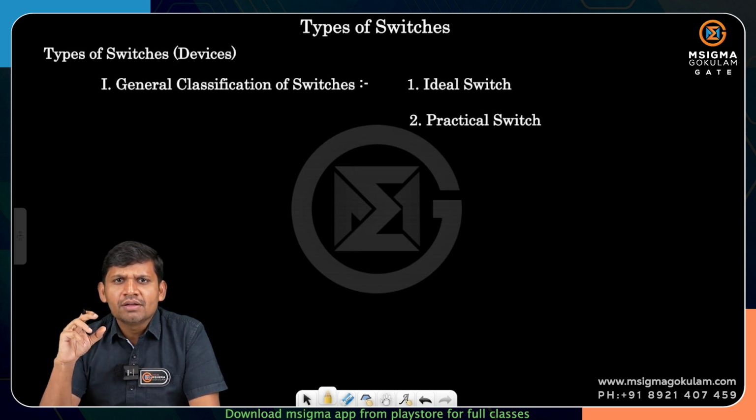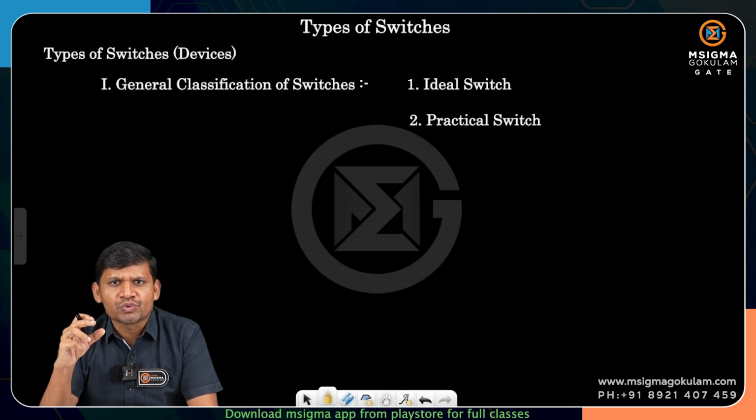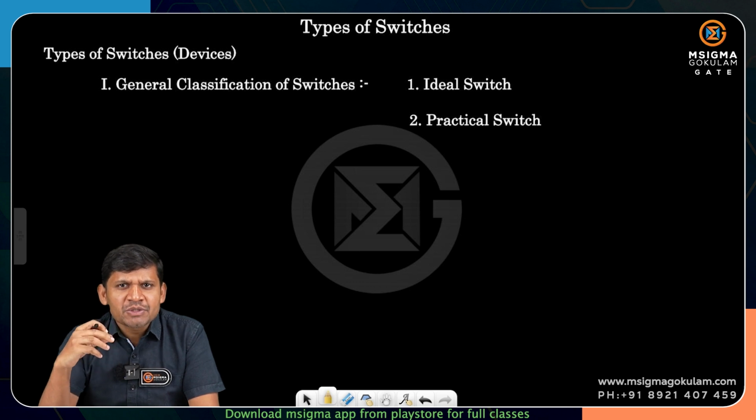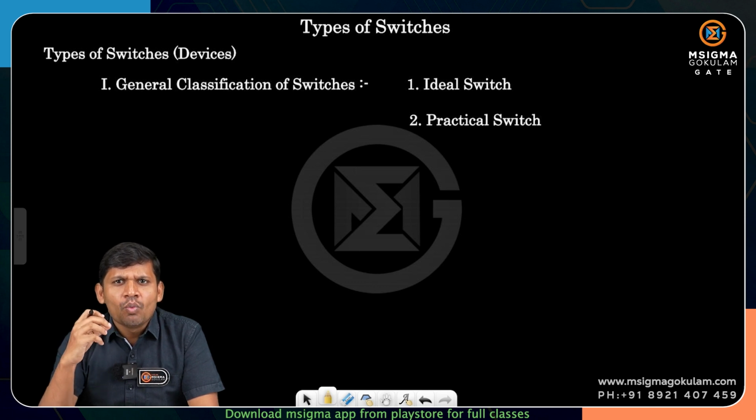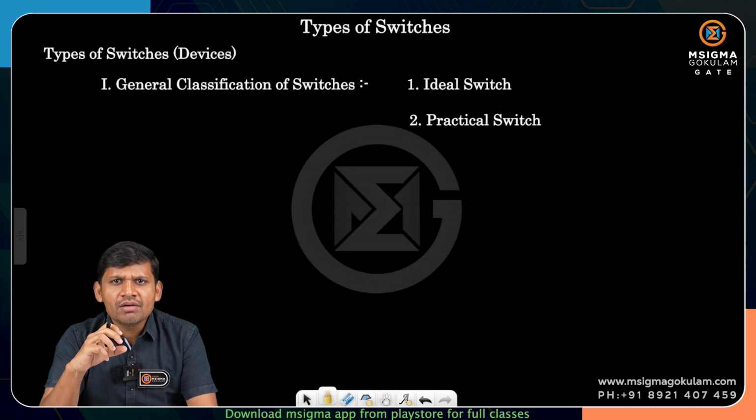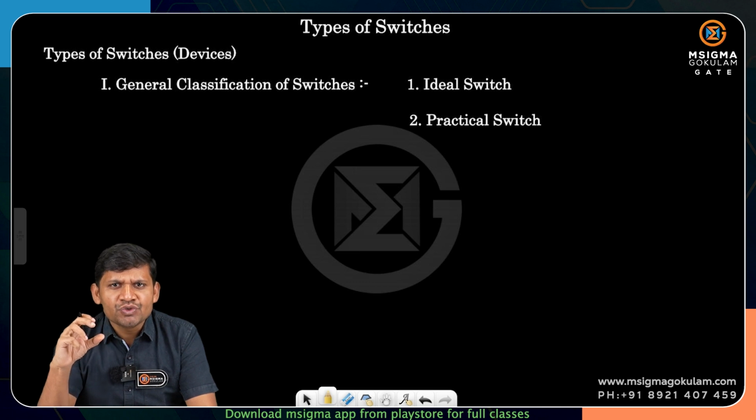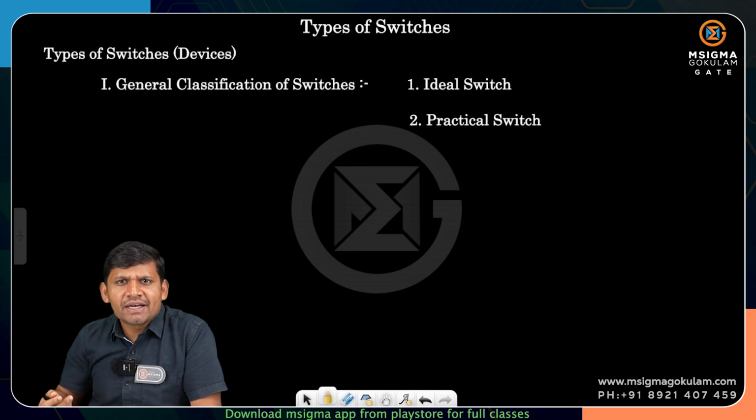In general, the devices are switches. I am saying that devices are switches, students, because every device is used as a switch. Explaining the devices means indirectly I am explaining the switch concept. I told already that in power electronics, all the semiconductor devices are used as switches. Explaining devices means indirectly we are studying the types of switches also. First we will see the general classification.